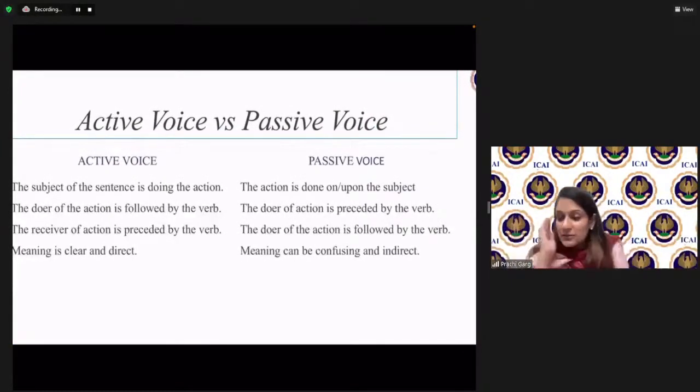In active voice, the subject is doing the action. In passive voice, the action is done on or upon the subject. In active voice, the doer of the action is followed by a verb. In a sentence structure format, the doer of the action, which is the subject, is followed by a verb, right? But in the passive voice, the verb comes before the doer of the action. The receiver of the action is preceded by the verb. The doer of the action is followed by the verb.